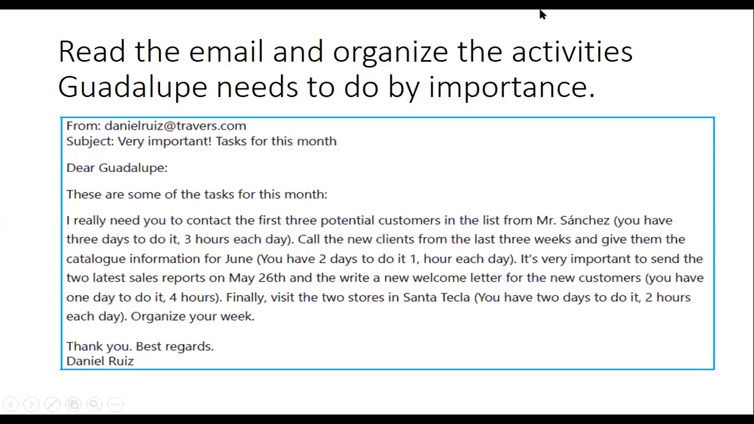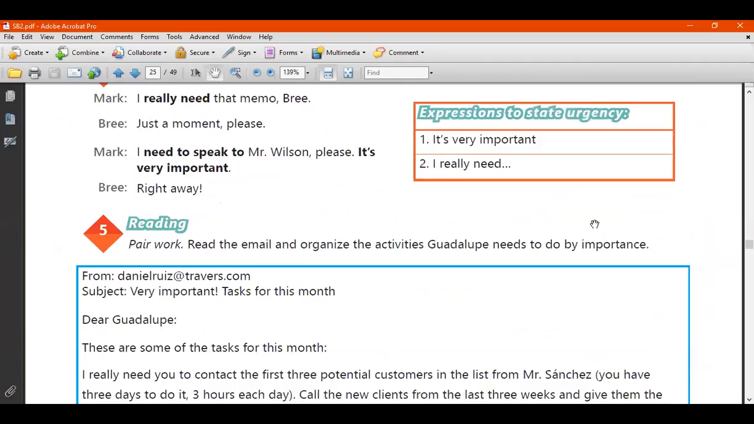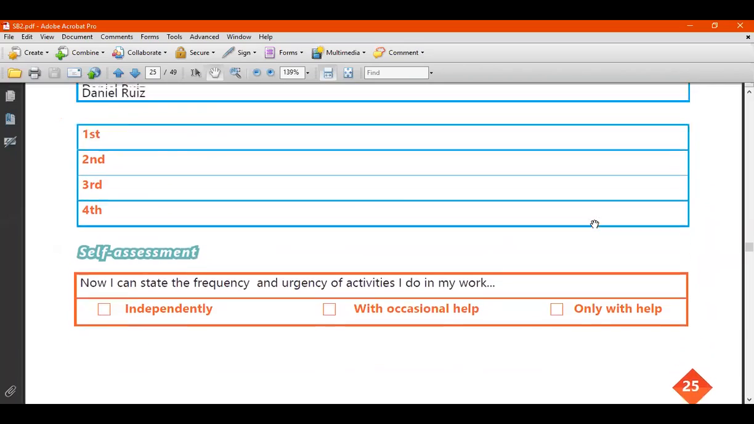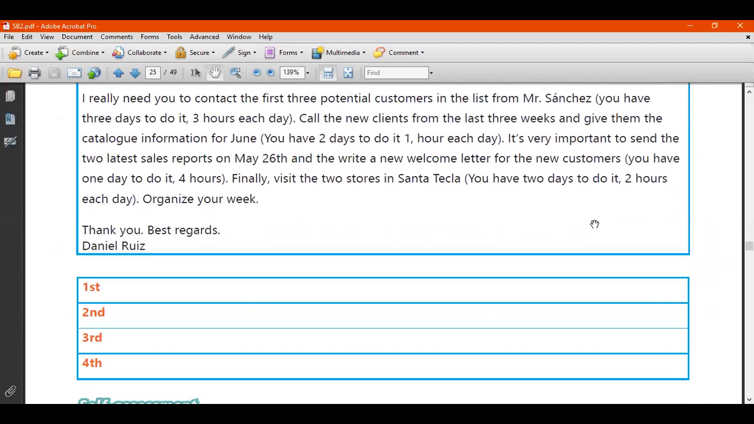This email is on your book. If you look at your book right now, this email is on page 25, okay? If we go to the email, we're going to put here, first activity, second activity, third activity, fourth activity. Si tienen que fijar en las horas que tienen para hacerlo, en qué día lo tienen que entregar, qué fecha, to put what are you going to do first, okay?